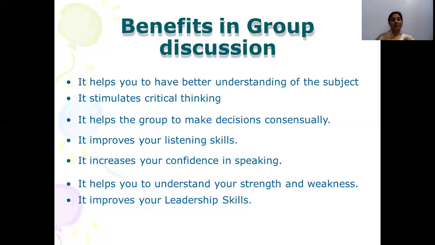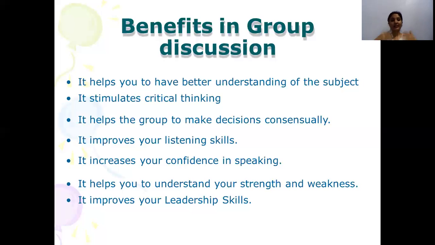It helps to improve listening skills. Before we try to be a good speaker, we should try to be a good listener, because if we cannot be a good listener, speaking is altogether a far away point. So building up listening skills is really important, because in a group discussion, if you are not paying attention to what the other person is saying, you cannot put forward an answer, right?